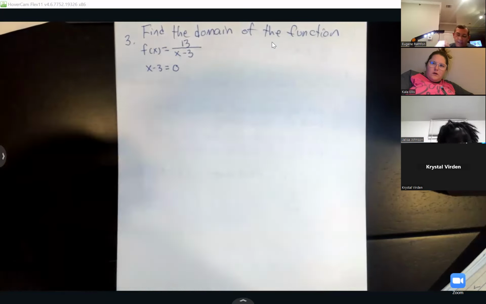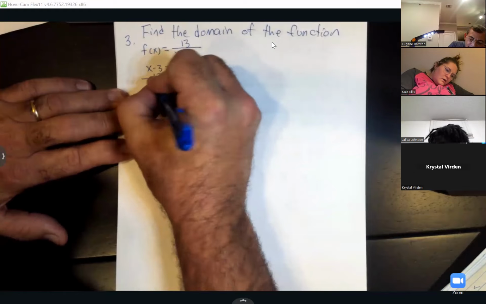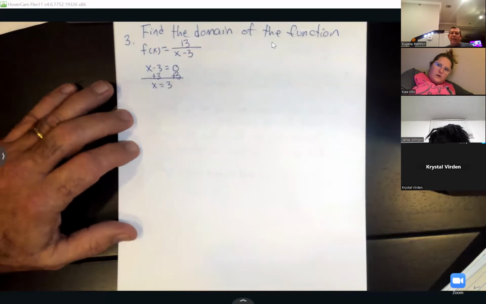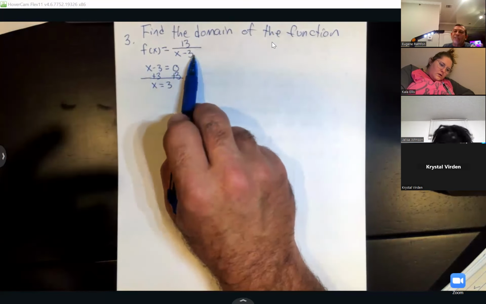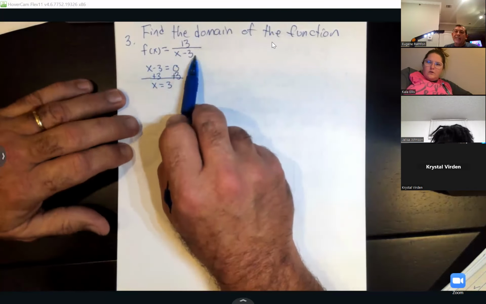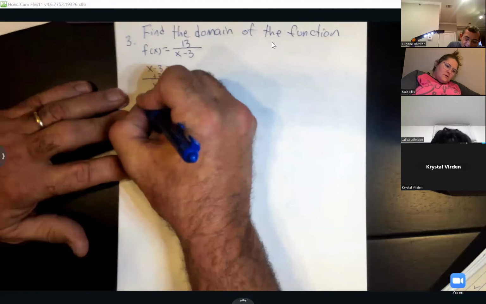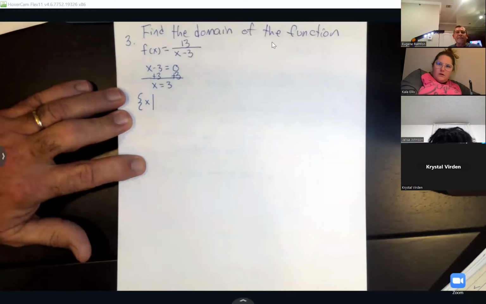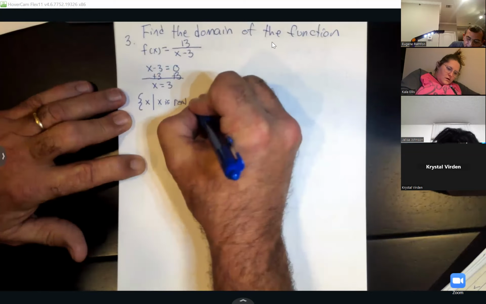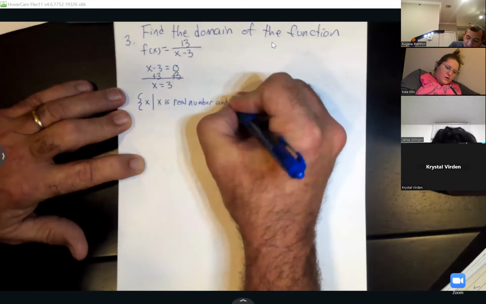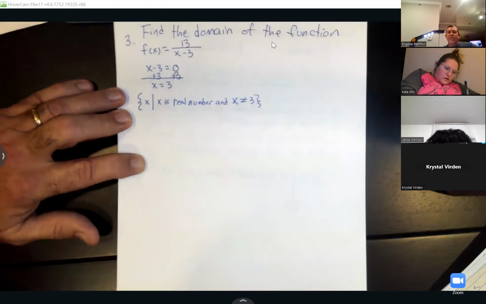Give me one move and we can solve that. Add the 3 on each side. Yeah, that's all I've got to do. So x equals 3. Well, that sounds good. 3 minus 3 is 0 when I plug it in. 13 divided by 0 is undefined. So that checks out. Now we put our set builder notation: x such that x is a real number, and x cannot equal a positive 3.